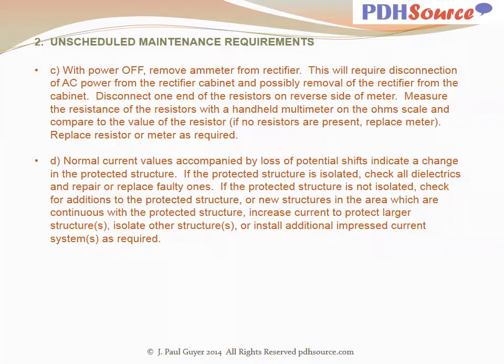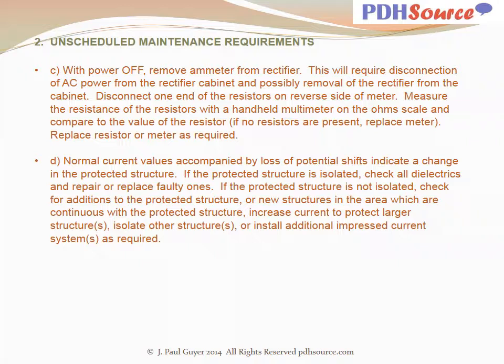With power off, remove the ammeter from the rectifier. This will require disconnection of the AC power from the rectifier cabinet and possibly removal of the rectifier from the cabinet. Disconnect one end of the resistors on the reverse side of the meter. Measure the resistance of the resistors with a handheld multimeter on the ohms scale and compare to the value of the resistor. If no resistors are present, replace the meter. Replace the resistor or meter as required.